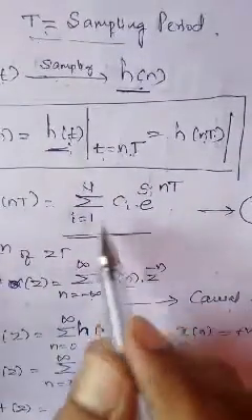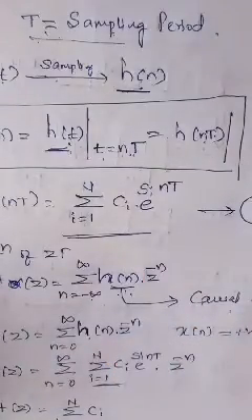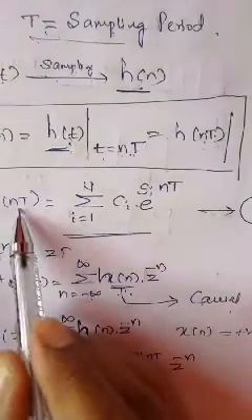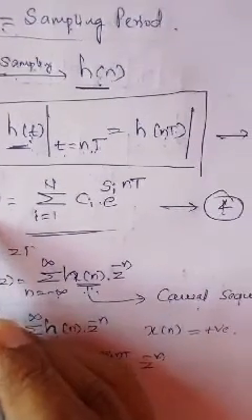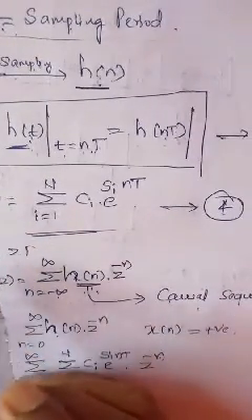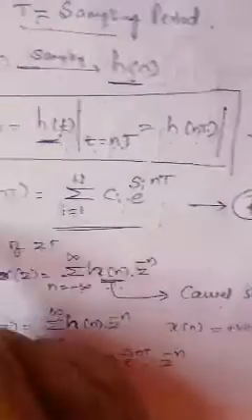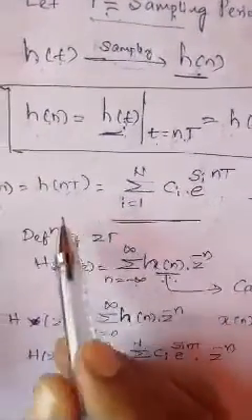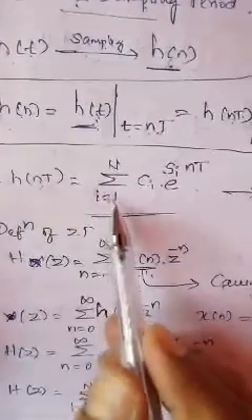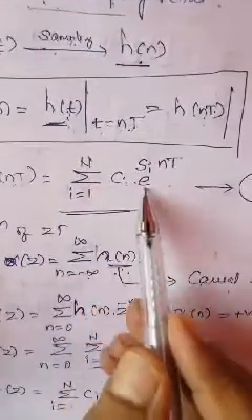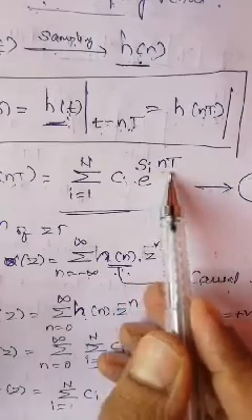In the previous equation, equation 3, t is replaced by nT. That is, we get h(n) equal to h(nT), the summation over i from 1 to N of Ci e to the power Si nT. Here t is replaced by nT.